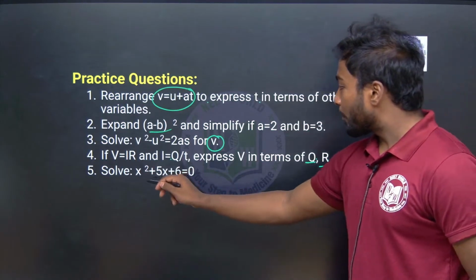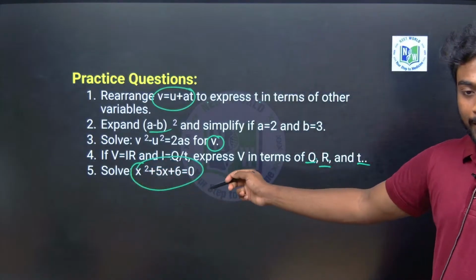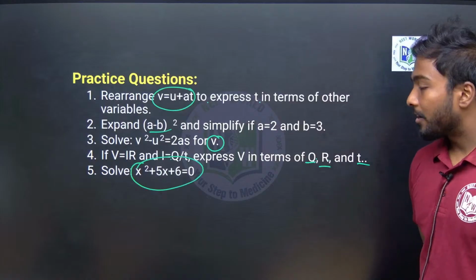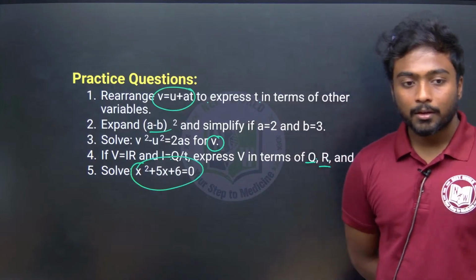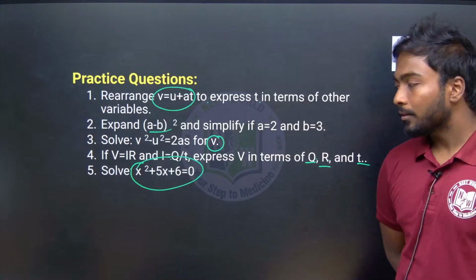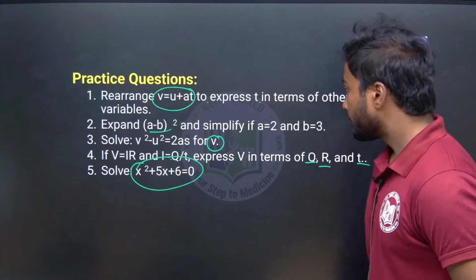In the fifth question, there is an equation I need to solve. This is a quadratic equation, right? I need to solve this by using x = (−b ± root of b square minus 4ac) by 2a. Before that, check whether it has real roots or imaginary roots. Fine, solve it.